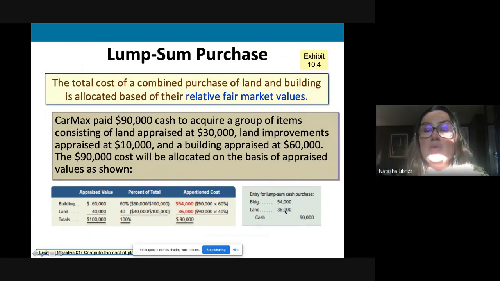So this is my journal entry for lump sum. Again, you could have a third category here for land improvements. I would actually recommend it, but for the sake of this example, we just have two. You take the appraised value. Appraised value is not always going to be higher. It could have been lower. Appraised value could have been 80,000. You would still follow the same steps. You would use the total appraised value divided by each individual item, you get your percentages, and you apply them to the appropriate costs that you paid.